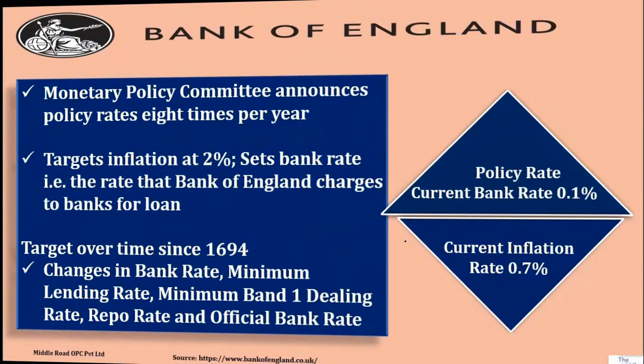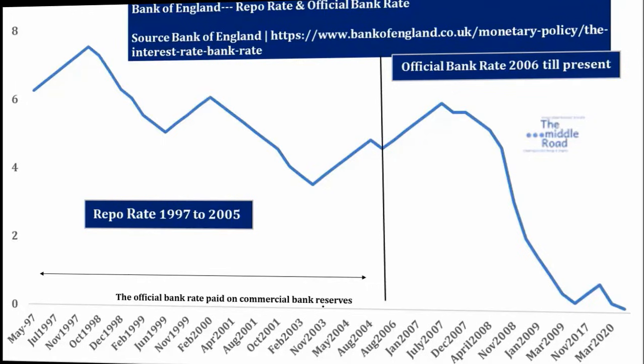Go to the Bank of England. It has a monetary policy committee which announces policy rates 8 times per year. So they target inflation and their policy rate is the bank rate. But if you see, the current policy rate is at 0.1%, and inflation is 0.2%. They also targeted different ranges over a period of time. I've listed changes in bank rate, minimum lending rate. So this is very interesting. They're taking the official bank rate, but they also have tracked the repo rate. So you see how the rates have come down. Now we are living in a world of extraordinarily low interest rates for a very long period of time.